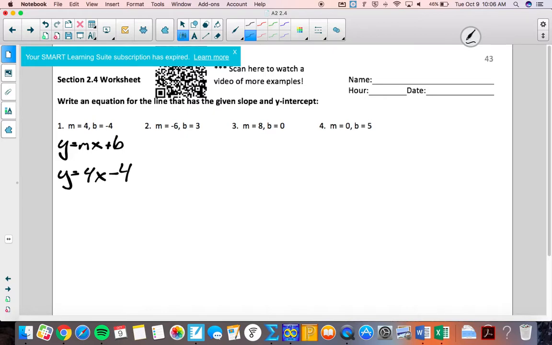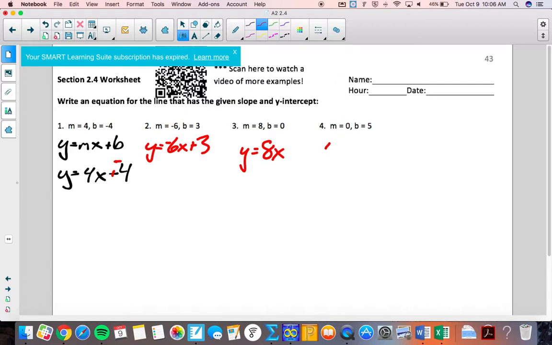-4 is actually less marking, so that's the way it'll typically be written. However, if you do have plus -4, that's also equivalent. Next one would be y equals -6x plus 3. Y equals 8x. Now I could write down plus 0, but really adding 0 to anything doesn't change the value of the 8x in this case, so I'm not going to write it down.